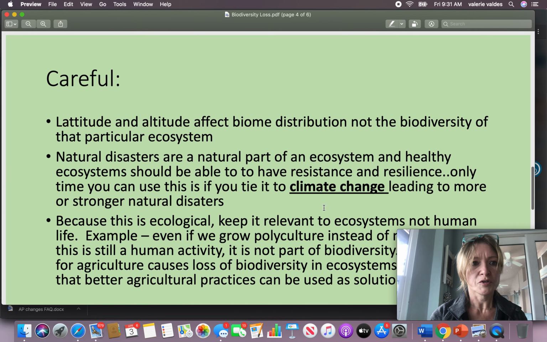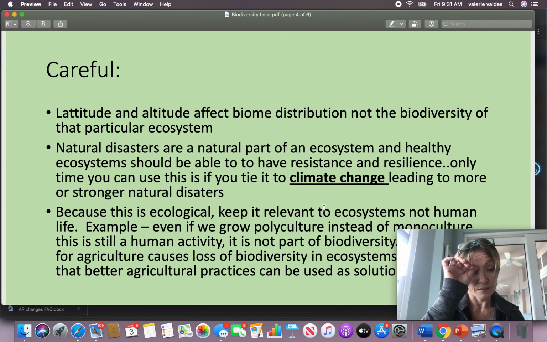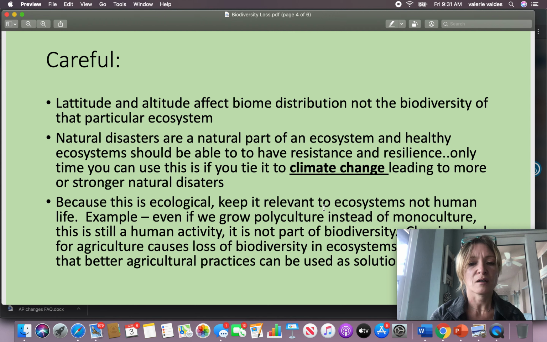Most of you were able to identify effects. One of the things I wanted to point out is really be careful with some of the things that I saw in the discussion. So for example, latitude and altitude. Some of you thought that, well, if I change the latitude, obviously I would change the biodiversity. Well, if you're going from one ecosystem to the other, obviously you have different biodiversities. But the question is asking you, what's causing the loss of biodiversity?